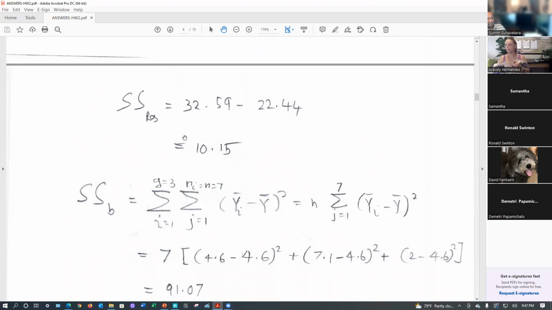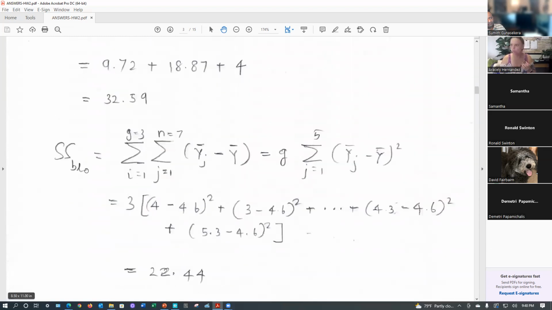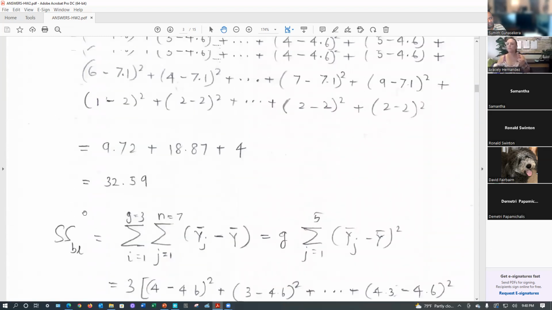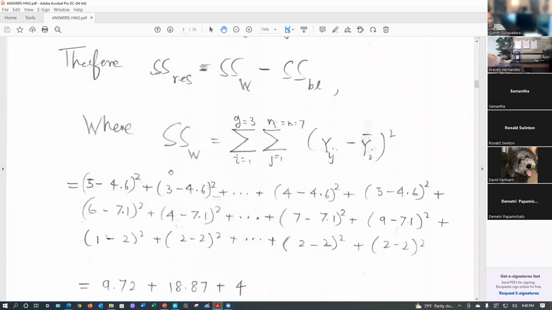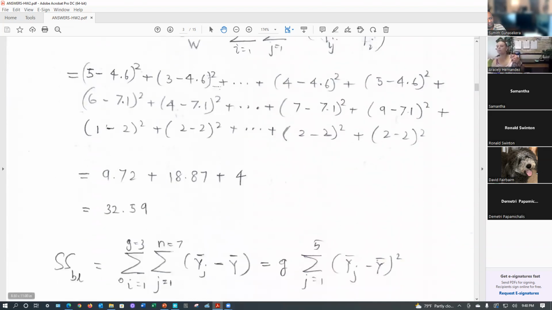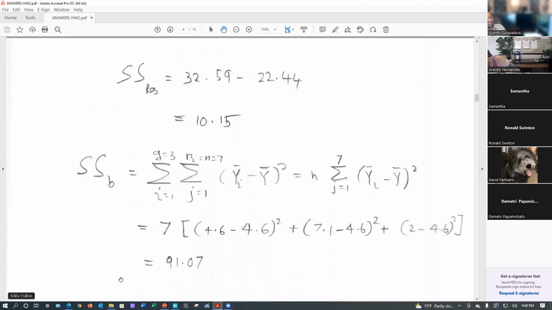See? Sum of squared residual. That way, I need the sum of squared block, the between. This is sum of squared between. This is sum of squared block. This is sum of squared within. Okay, so I need between.